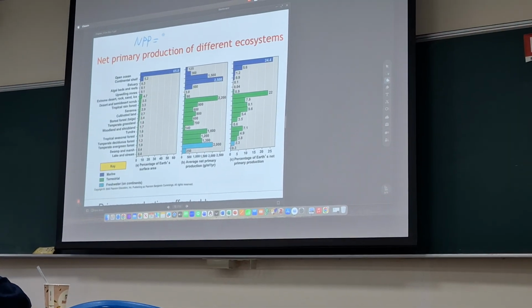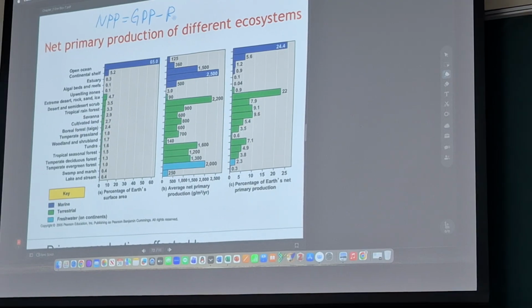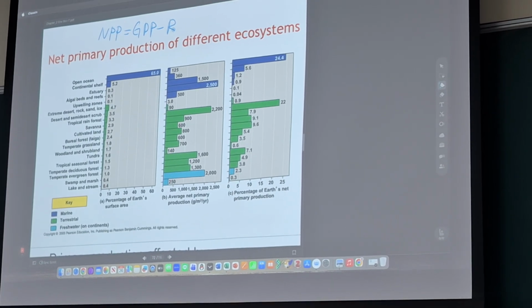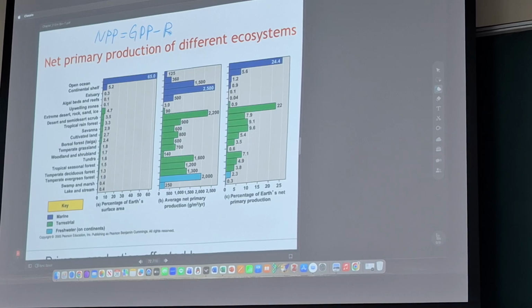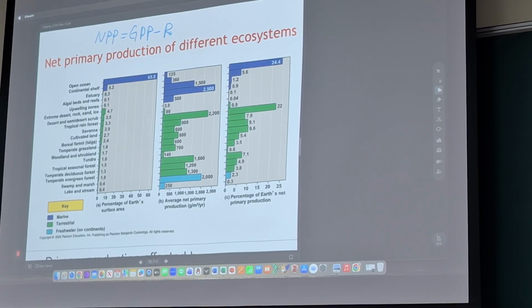NPP equals GPP minus R, right? NPP equals GPP minus R. So let's see how to read this graph.